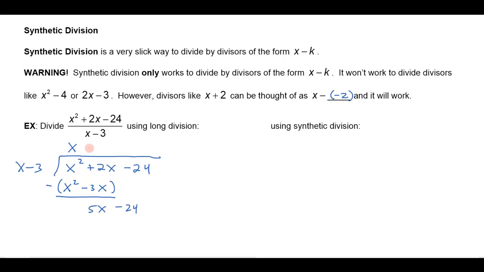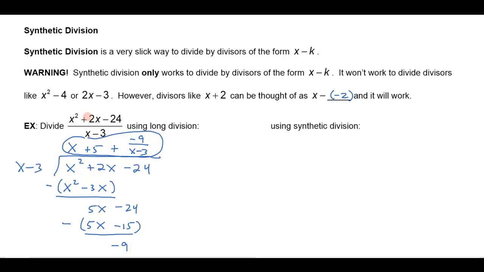Alright, x goes into 5x 5 times. That gives me 5x, and then the 5 times a minus 3, because I have to multiply by the whole divisor, that's minus 15. Alright, again, subtract very carefully. You'll get 0 here, negative 24 minus a minus, that's the same as adding 15, right? So negative 24 and plus 15 is a negative 9. So my answer is going to be x plus 5, and then I'll put my remainder, negative 9, over my divisor like that. Okay? Now here's how we do that same thing using synthetic division.